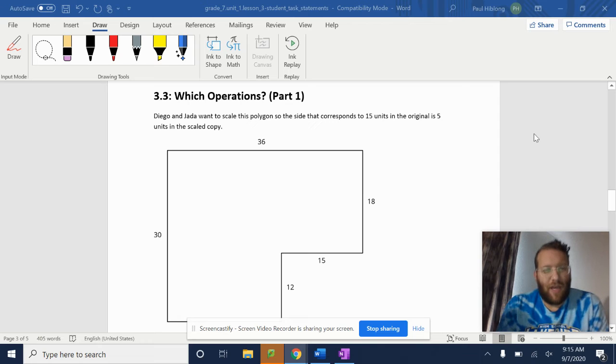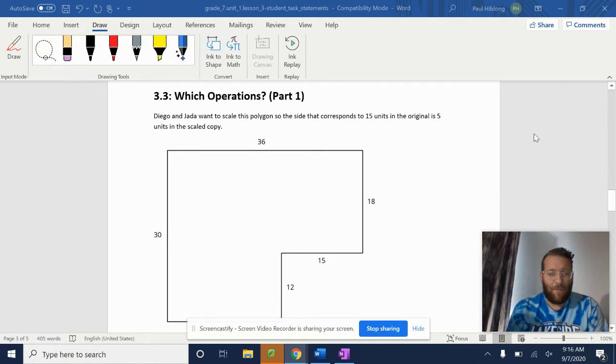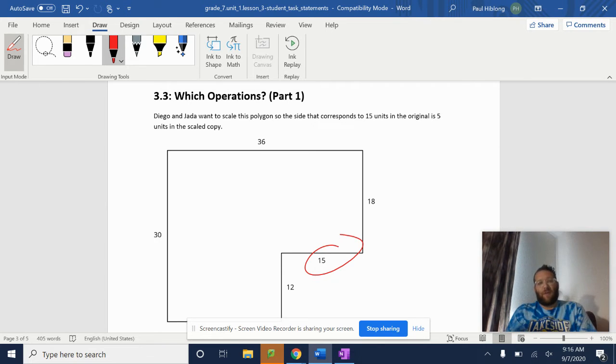Along here, we're looking at activity 3.3 and 3.4, and we're going to use those as a lesson review or summary so that you're ready to do your practice problems on your own. Diego and Jada want to scale this polygon so the side that corresponds to the one that's 15 units in the original is 5 units in the scale copy. So first of all, we're going to find that, and it's pretty obvious. There's the 15 units right there, and we know that needs to be 5.